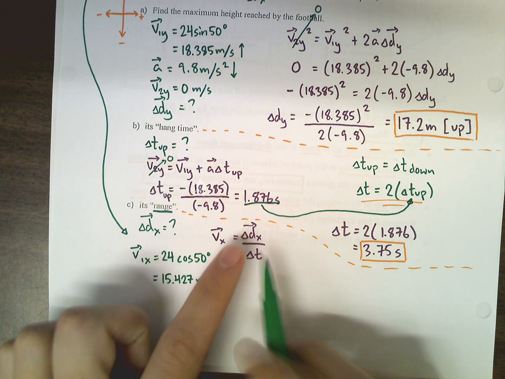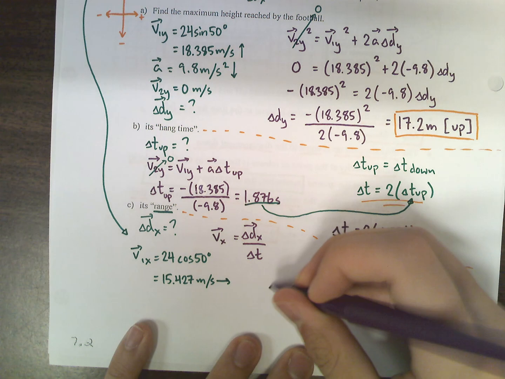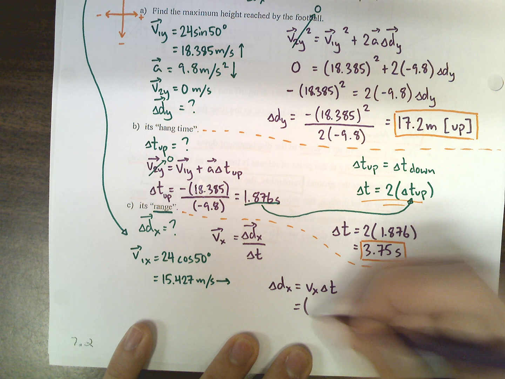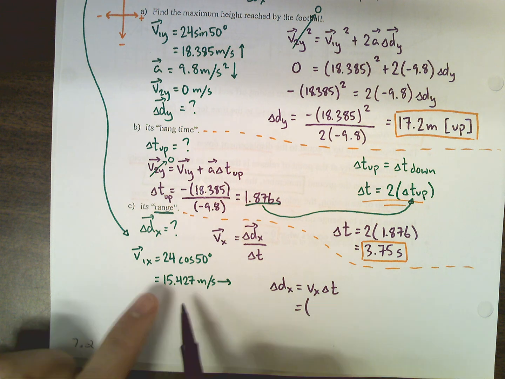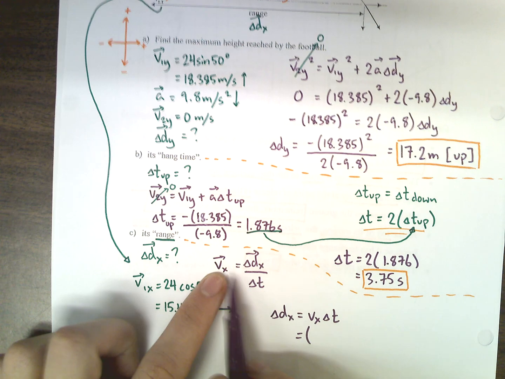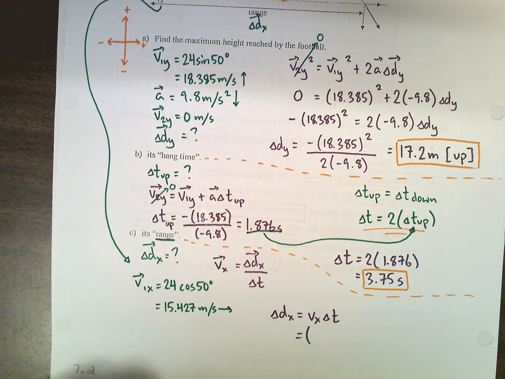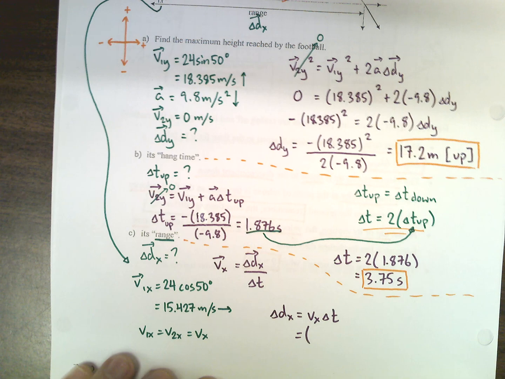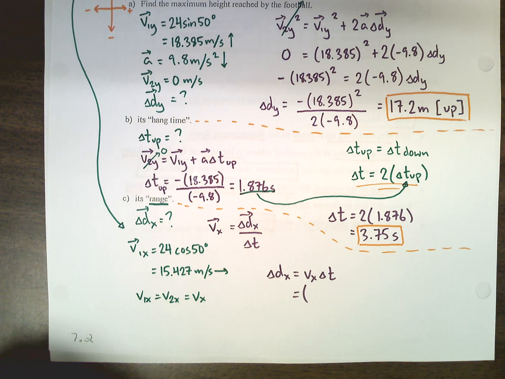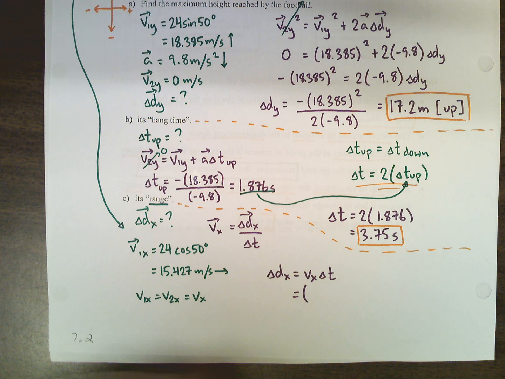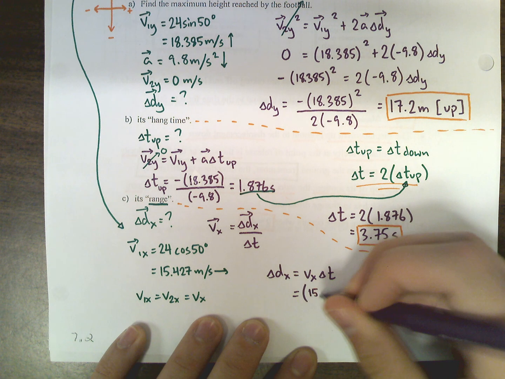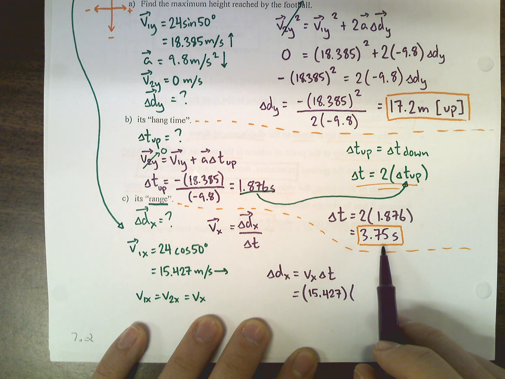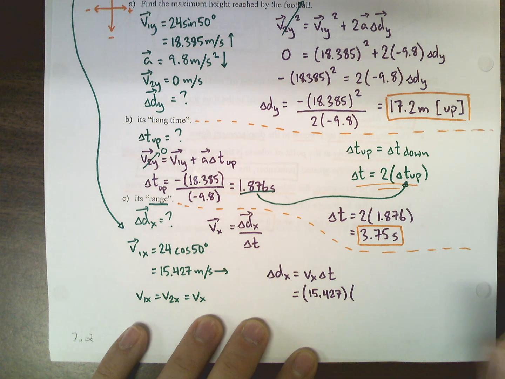Well, now we can solve the problem. Now we need to just rearrange this formula for delta dx. So delta dx is equal to Vx delta t. And Vx, I've switched to my scalars here now. Vx is to the right and it's positive. And notice I've replaced V1x with Vx because V1x is equal to V2x is equal to Vx. They're all the same because there's no acceleration. They never change. So Vx is 15.427 and delta t is, well, we just calculated it right up here, 3.75.